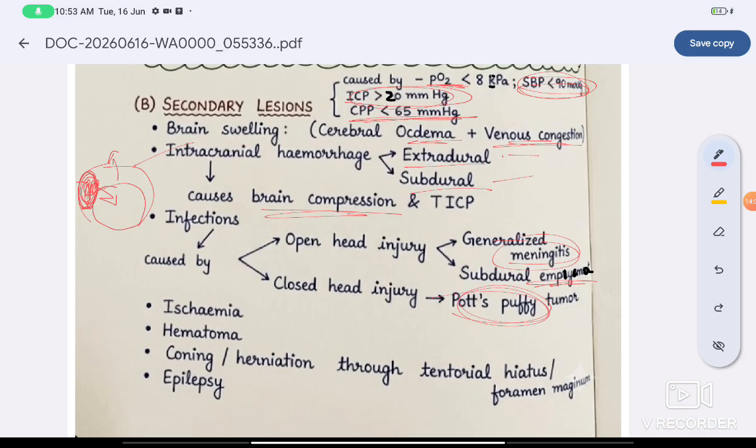But it is differentiated from a tumor because there is a history of trauma and there is a sudden appearance of the swelling, not very long standing. So that helps to differentiate it from the tumor. So history taking is very important in this case.